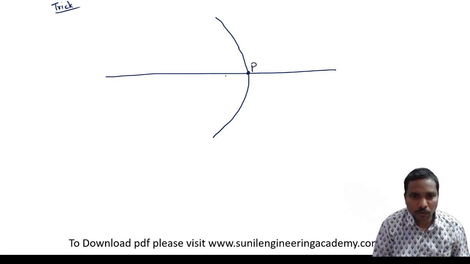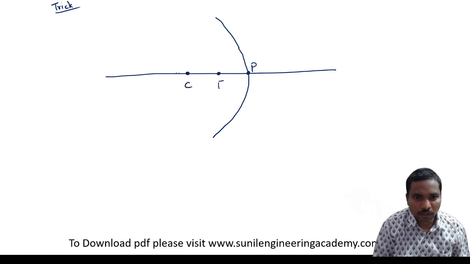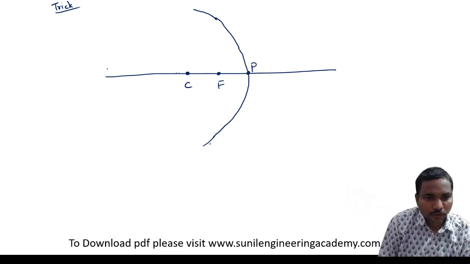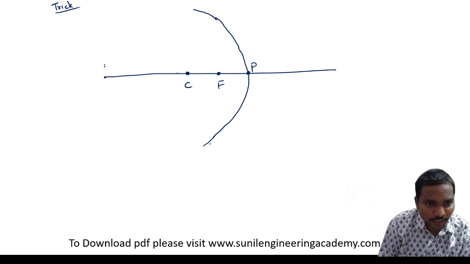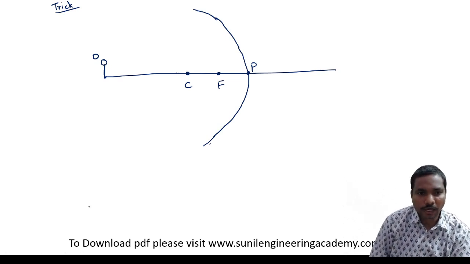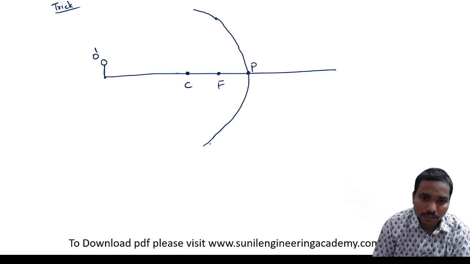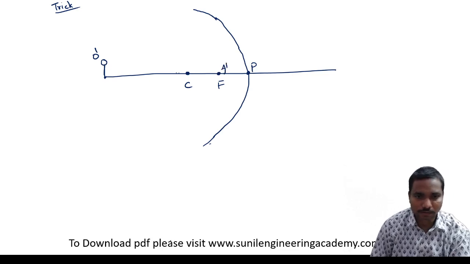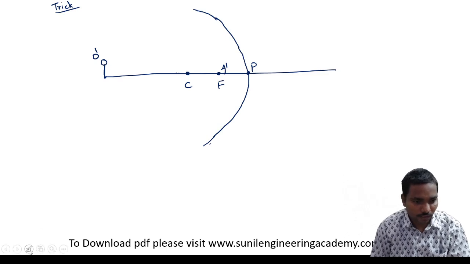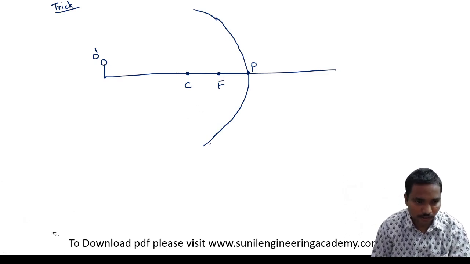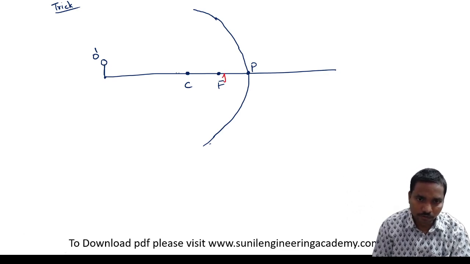This is the pole. Here, you have the center and you have the focus. Okay, so first of all, if you have your object at infinity, let us take the object as O. Object 1 is at infinity. What is the image? Image is formed at the focus. So this is your image 1.